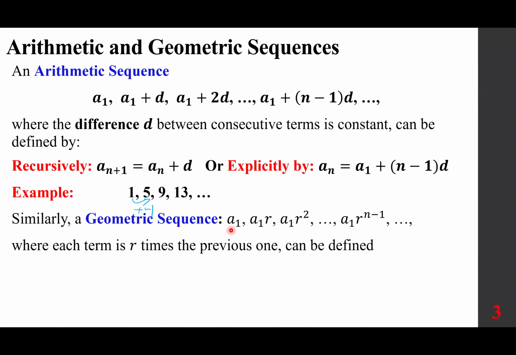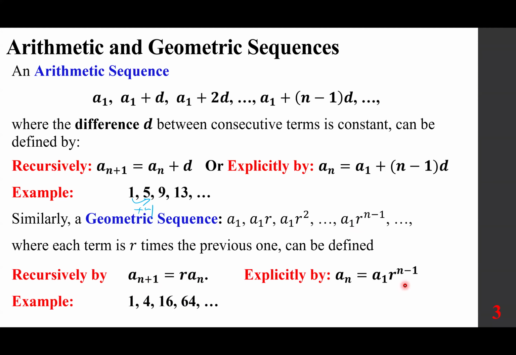Similarly, a geometric sequence: a sub 1, a sub 1 times r, a sub 1 r squared, and a general term, a sub 1 r to the power of n minus 1, where each term is r times the previous one and can be defined recursively by a sub n plus 1 equals r a sub n. In other words, if you want a term, pick the previous one times r. Explicitly by a sub n equals a sub 1 r to the power of n minus 1.